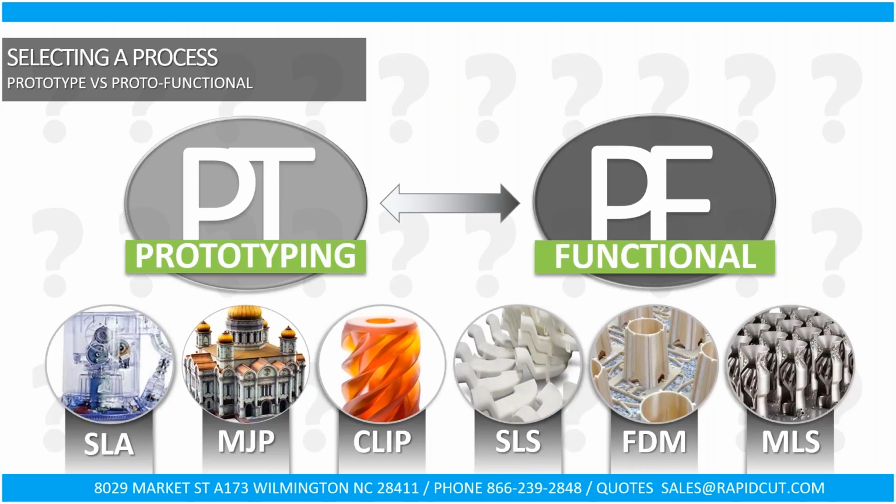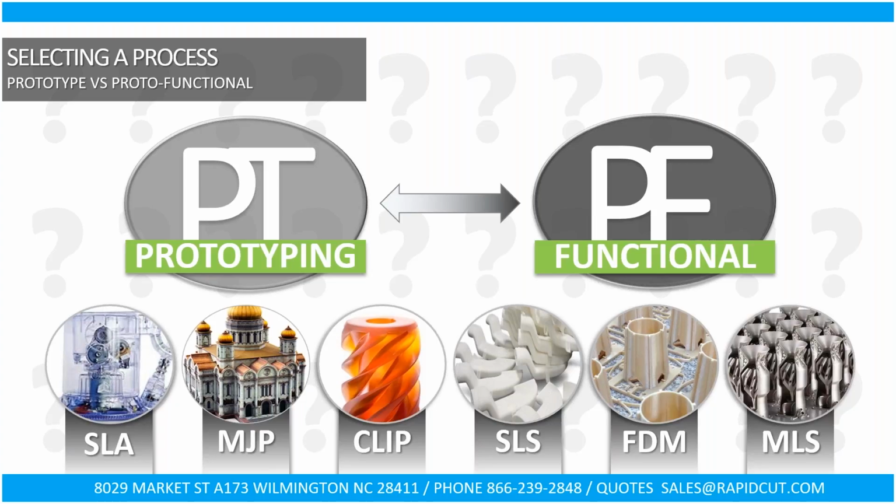Now, by stating that one is more suited than the other doesn't necessarily mean that that is an absolute rule. You can definitely use metal laser sintering for a single prototype. It's just that the processes are going to lend themselves, and they were designed more for proto-functional with the metal laser sintering, the FDM, and the SLS, whereas the prototyping side, the SLA, the multi-jet, and clip, they really excel in fine detail. So each project's going to have its own application. All can be used for any, but just as a general, this is a good guide to get started.